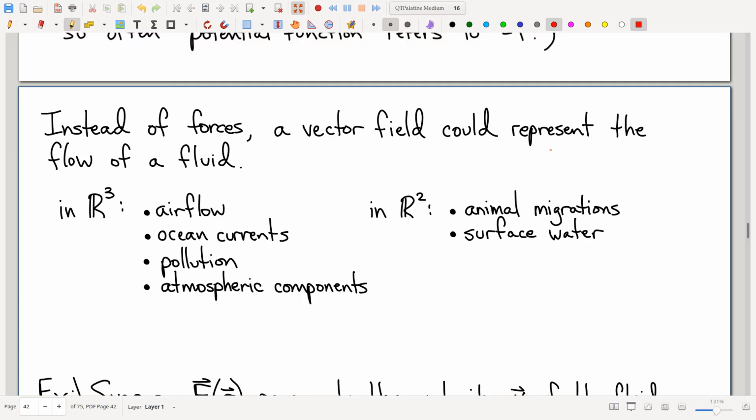And then, a bunch of other examples. You can talk about how water flows around in the ocean. You can talk about how pollution flows around in the atmosphere, not necessarily the same as how air flows around in the atmosphere. And there are many other types of examples. The fun one, I think this is amusing: animal migrations you can think of as a flow of a fluid. Now, I know you might not think of animals as being fluids. Let me try to change your mind on that.